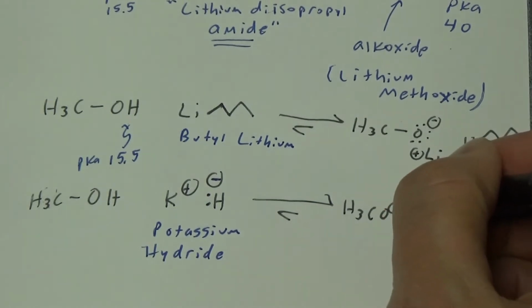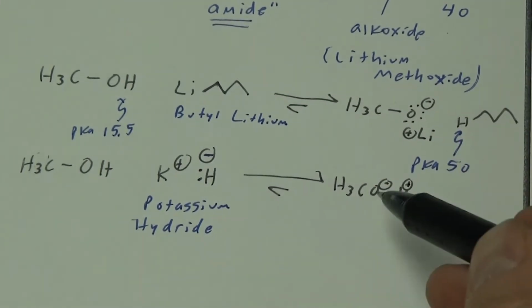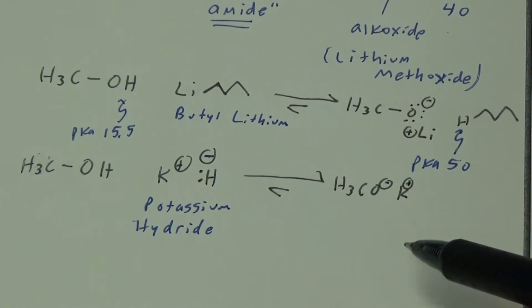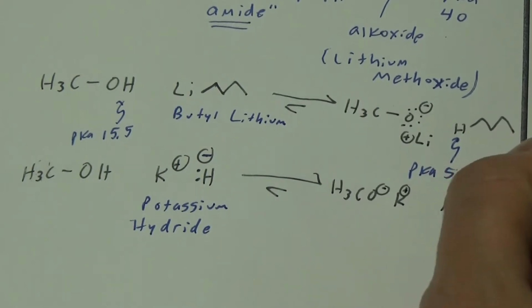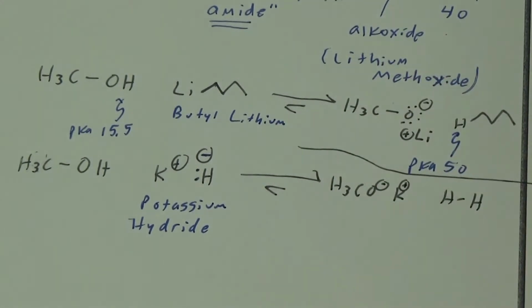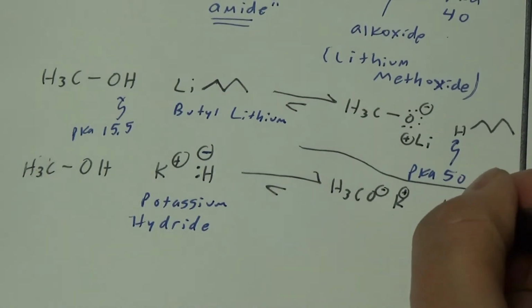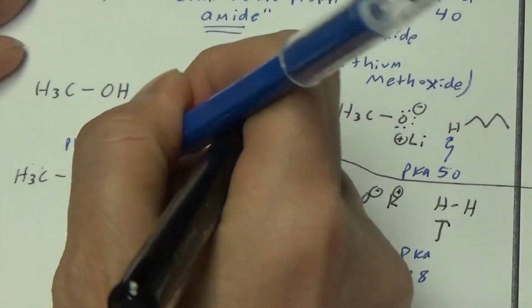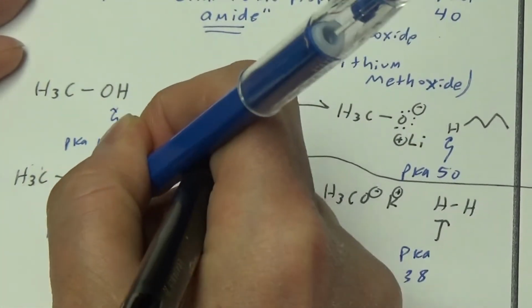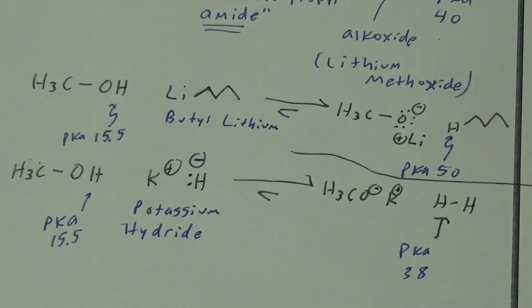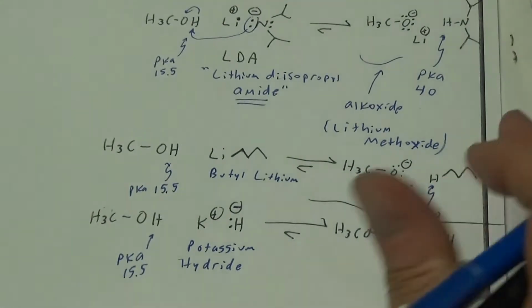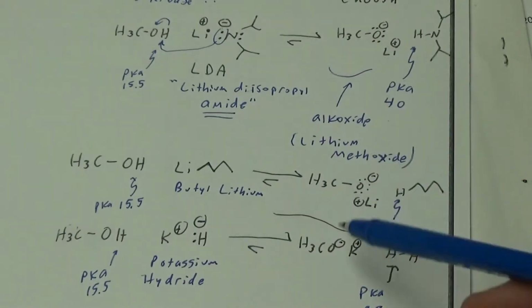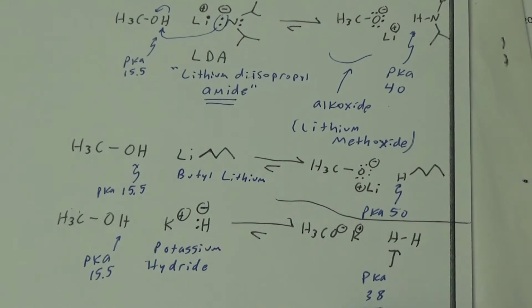So it's methoxide, K plus, skipping all the lone pairs and stuff. And then you're getting H2 as your conjugate acid. Of course, that's a nice happy molecule. And the pKa is 38 for this, and this is again pKa 15.5, like always. All right, so now we have 3 bases we can use in order to rip off the proton of an alcohol and leave you with an alkoxide.